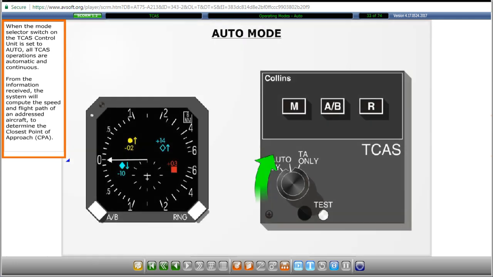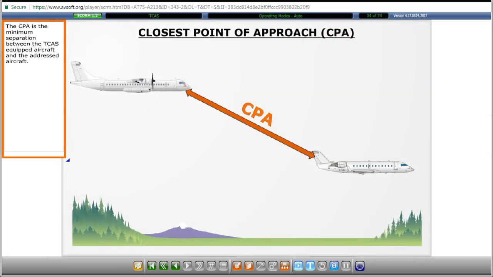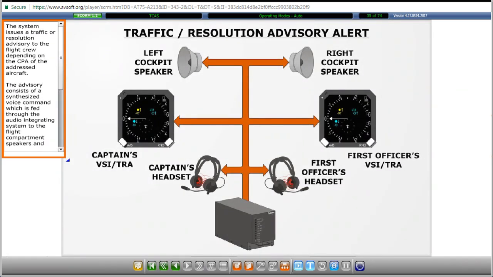When the mode selector switch on the TCAS control unit is set to auto, all TCAS operations are automatic and continuous. From the information received, the system will compute the speed and flight path of an addressed aircraft to determine the closest point of approach. The CPA is the minimum separation between the TCAS-equipped aircraft and the addressed aircraft. The system issues traffic or resolution advisory to the flight crew depending on the CPA of the addressed aircraft.